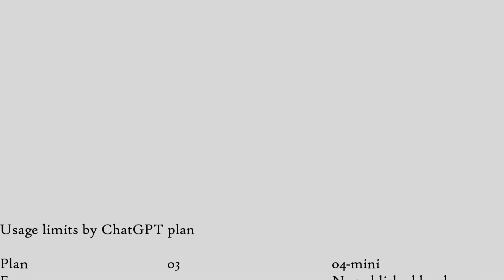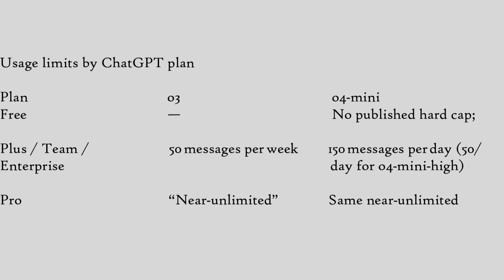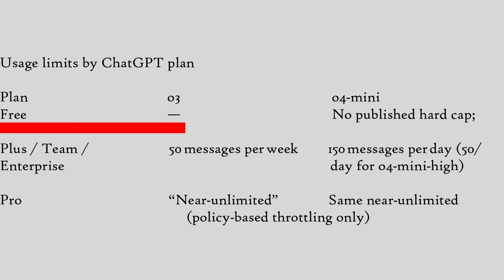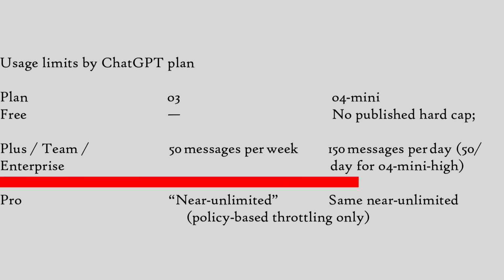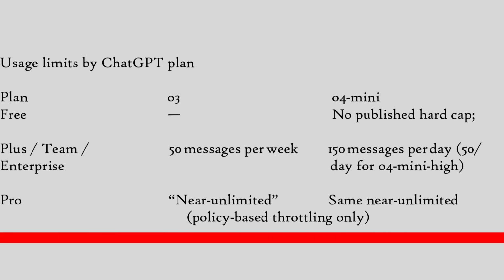Now, in terms of usage limits, O3 is not yet available on the free plan, but O4 Mini will become the default on the free plan. There are no published caps for the free plan. On the Plus, Team and Enterprise plans, on the O3 model, you get 50 messages a week. On O4 Mini High, you get 150 messages per day. And on the Pro plan, the $200 a month plan, it's near unlimited on O3 and near unlimited access for O4 Mini.